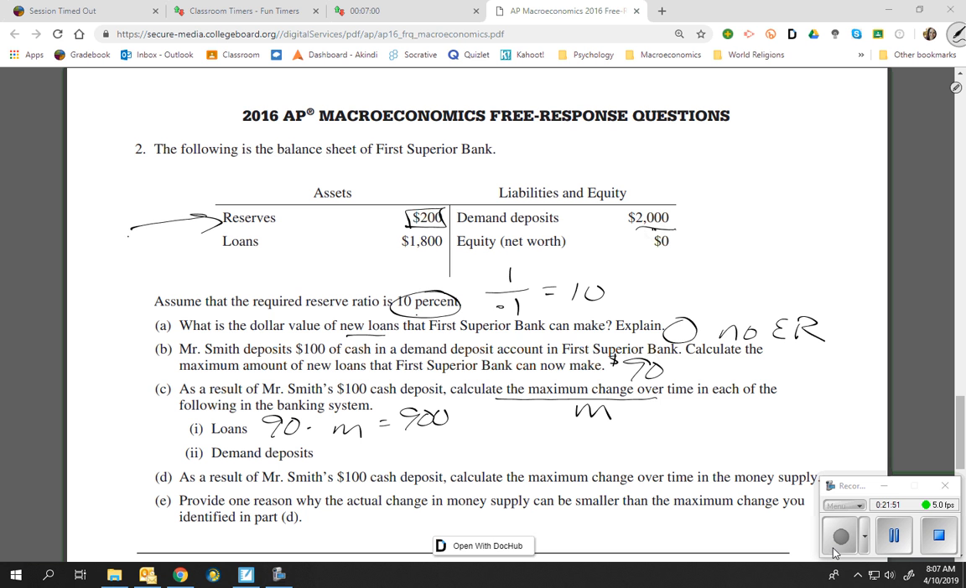I don't know. And then it says demand deposits. Well, the entire demand deposits in the banking system is the entire deposit of $100. Still times the money multiplier, because it's maximum change, 1,000.